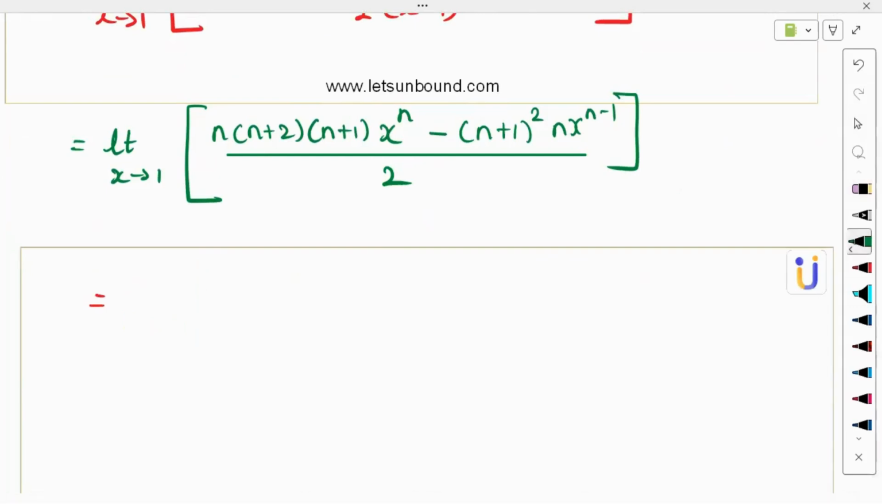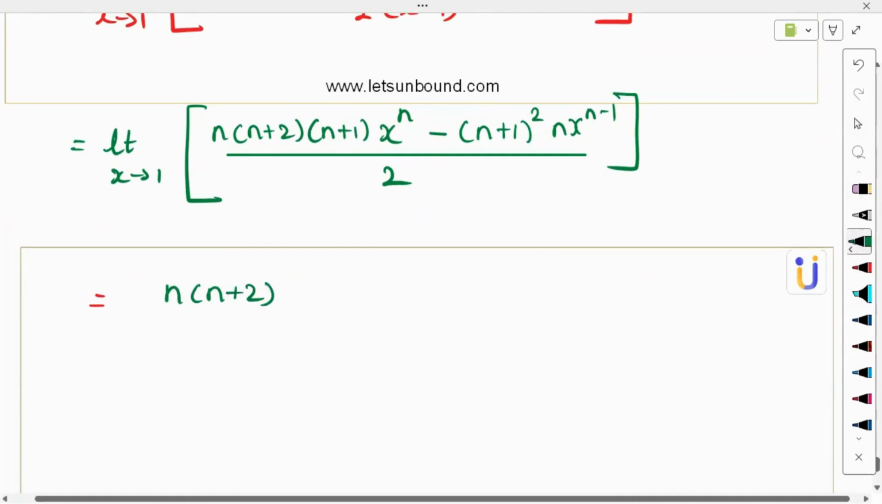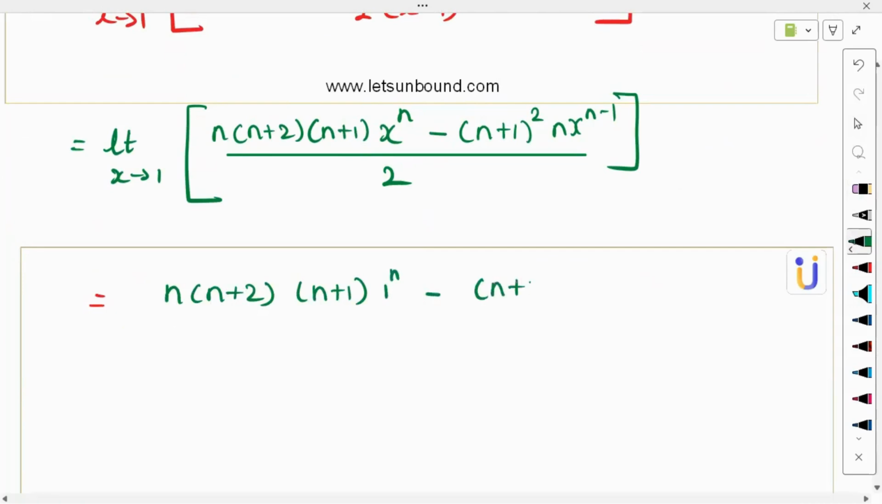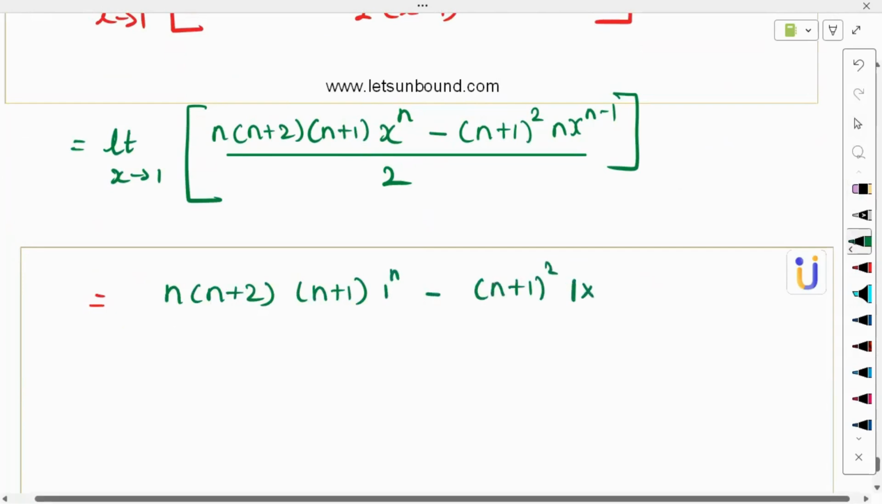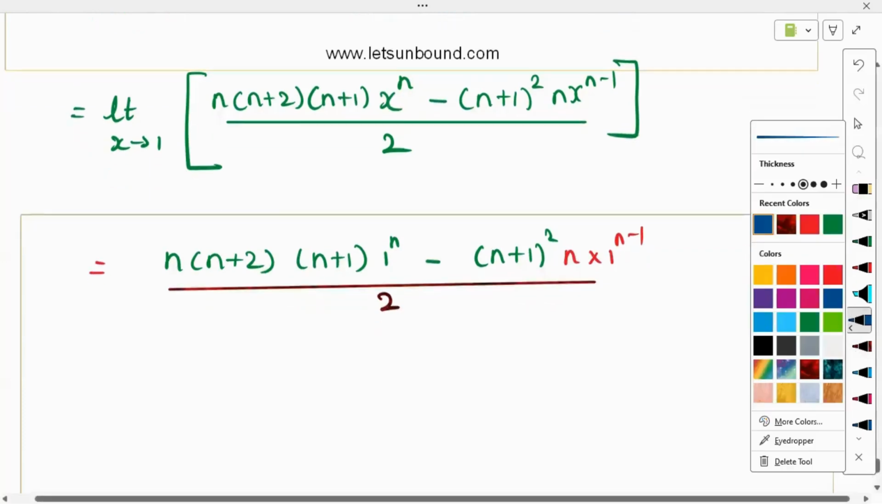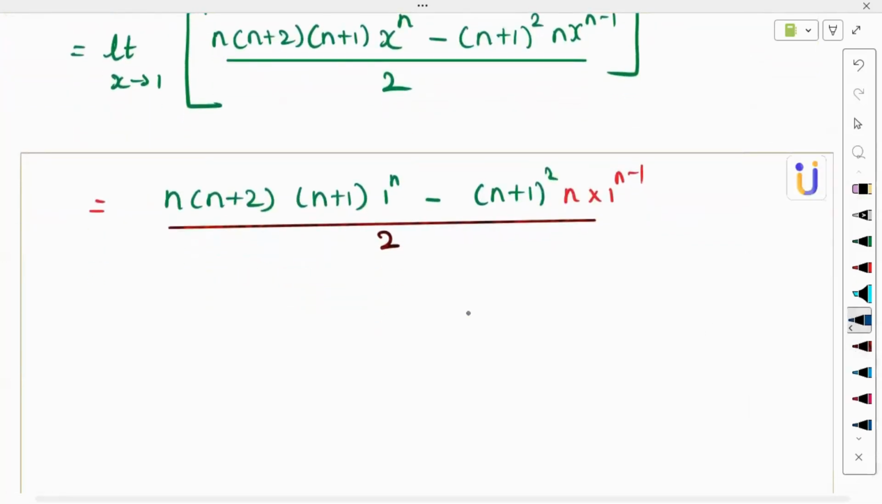So let's substitute n into n plus 2 into n plus 1, 1 power n minus n plus 1 the whole square, 1 into n into, right? So n into 1 power n minus 1. And 1 power anything, it's going to be 1. And let's simplify. Denominator is 2. Hopefully we don't have indeterminate form again.